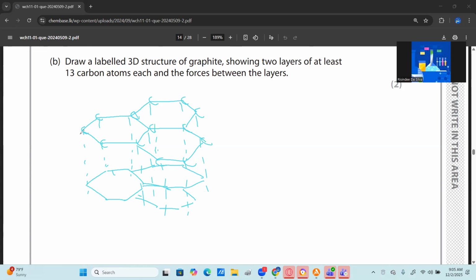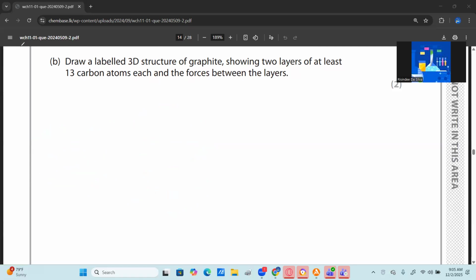Then you have to show that these are the intermolecular forces or attraction between layers. Attractive forces between layers. So for drawing the hexagonal rings, 1 mark. And for labeling the electrostatic forces of attraction between the layers, 1 mark.